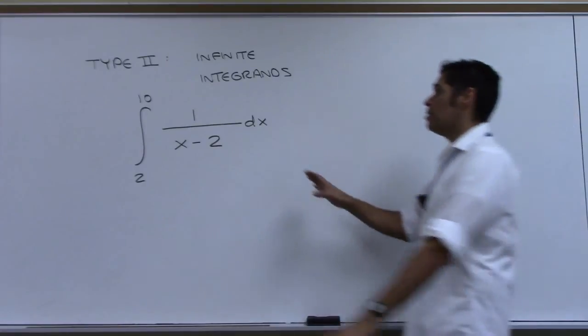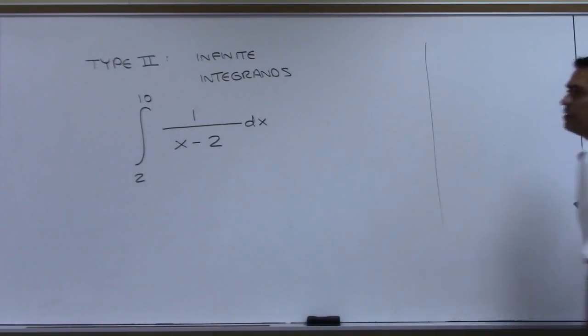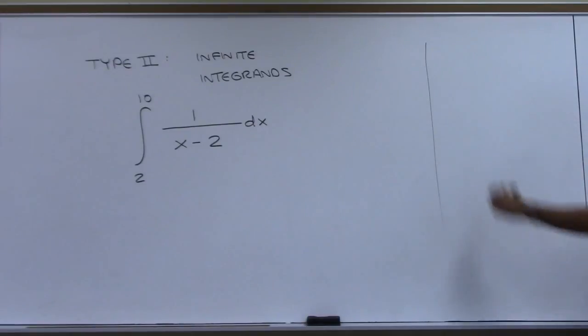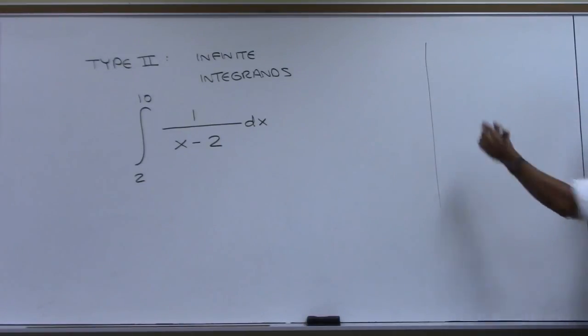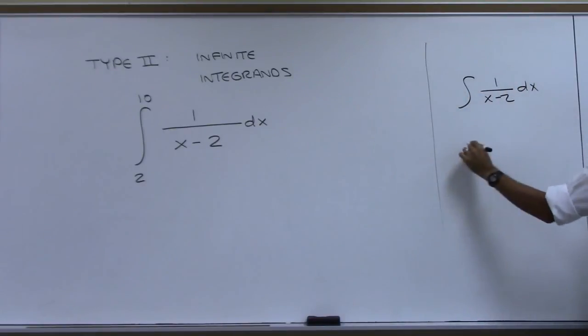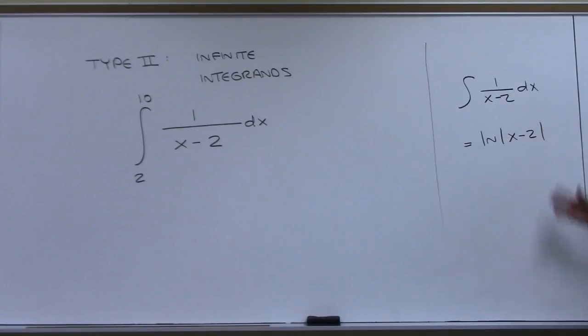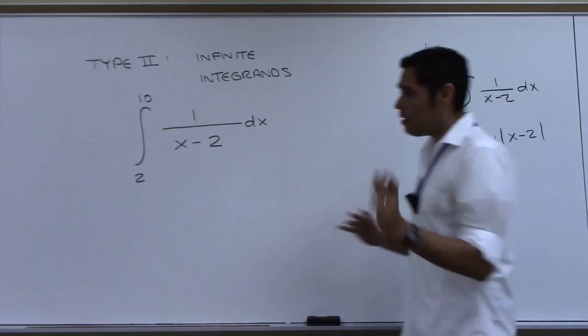So how about before we do this, I ask you what the antiderivative is. You're happy to see that, right? You're really happy to see this. The integral of 1 over x minus 2 dx, the antiderivative is natural log of the absolute value of x minus 2, plus c, and that's all good, right? So that part of it's not an issue.